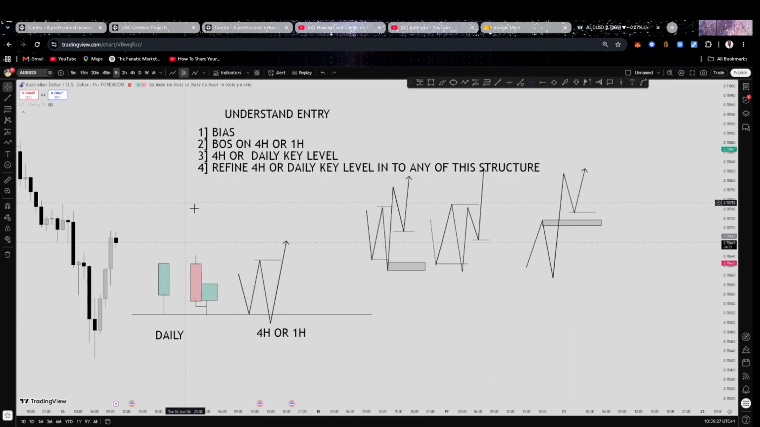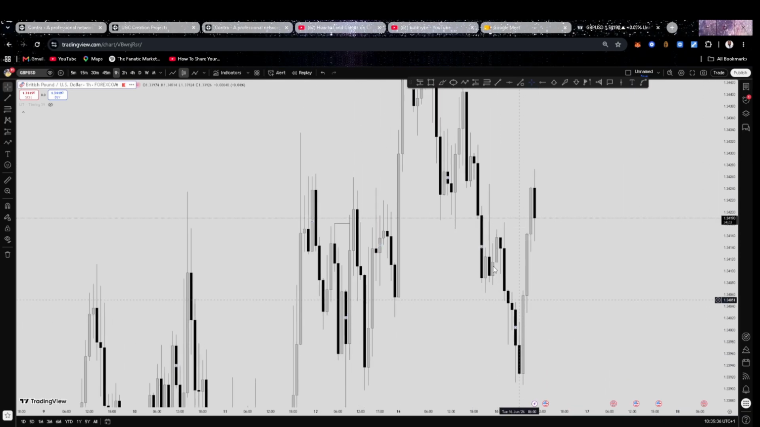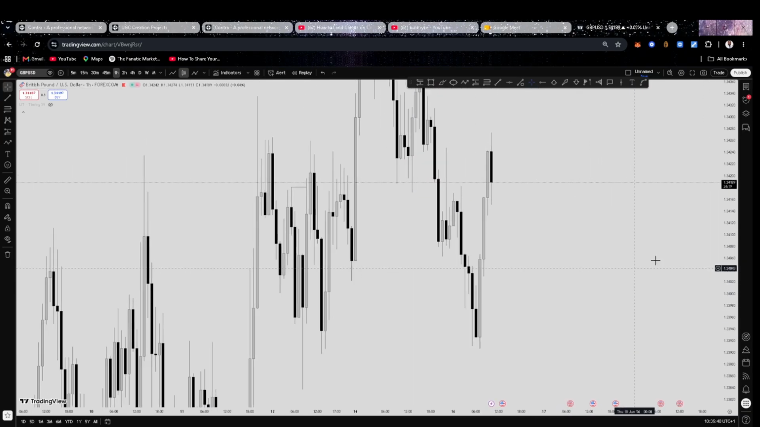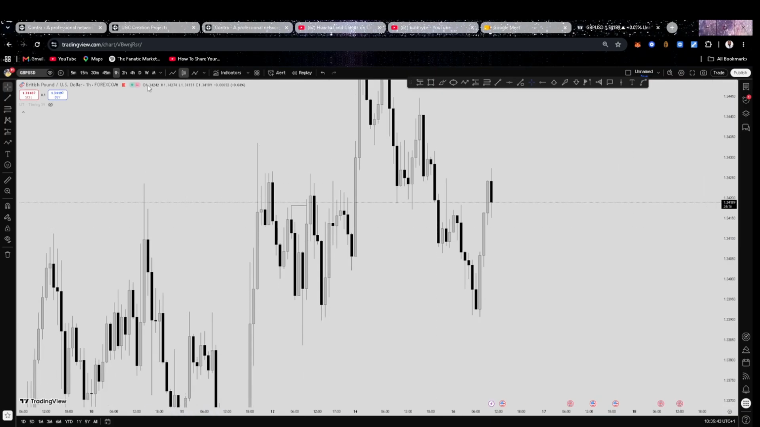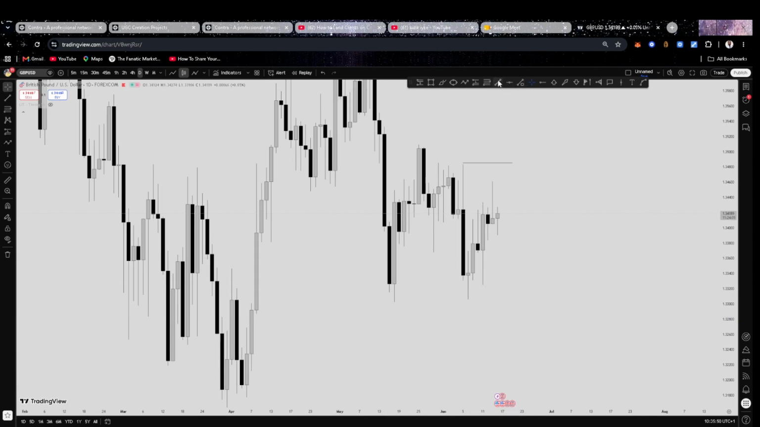So let's go to the chart and do some examples, and I'll start with GBP USD. Let's go to the daily time frame. Okay, now this is the daily time frame. Can you see? We had a rejection from this key level right here.